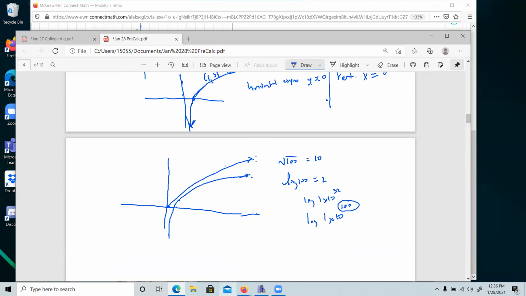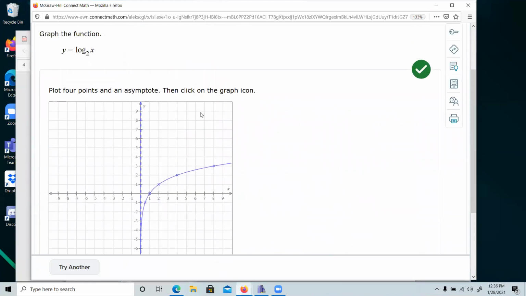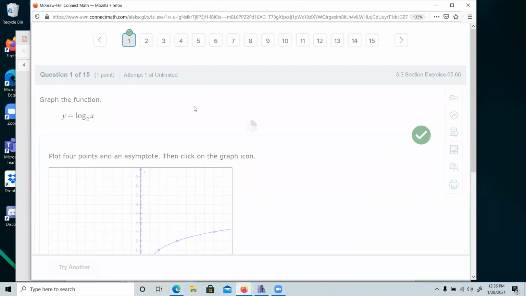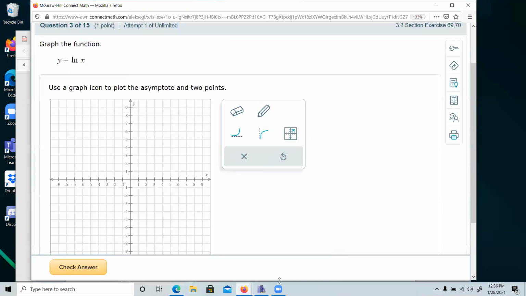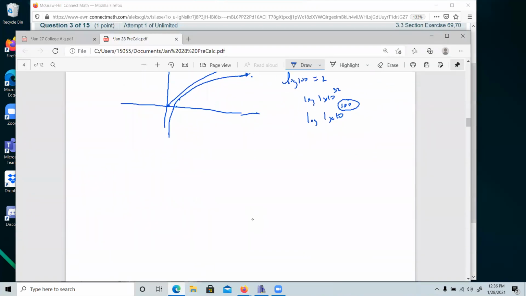Okay, so let's go ahead and take a look at a couple more problems here. Graph the function y equals ln x. This one is going to be very similar to what we just did. This is y equals ln x. Here's my x, here's my y. What do you want?